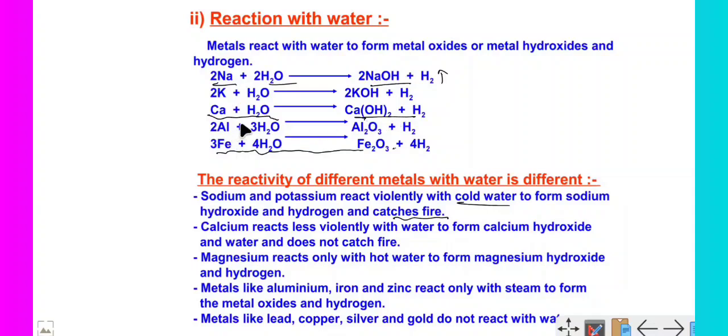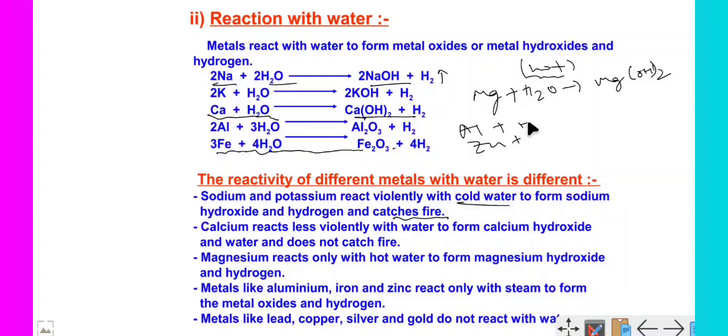In case of magnesium, magnesium reacts with water to become magnesium hydroxide. And the water should be hot. Magnesium cannot react with cold water, remember that. Metals like aluminum and zinc can only react with steam, that means the water should be in vapor state.